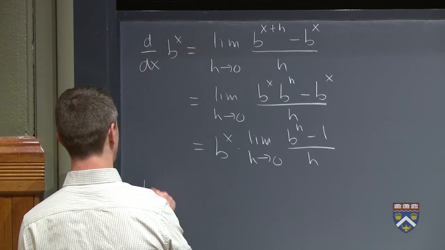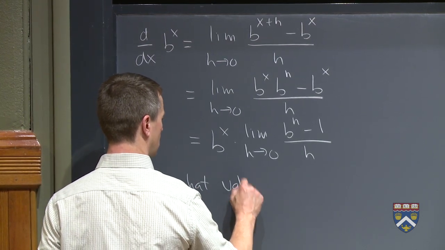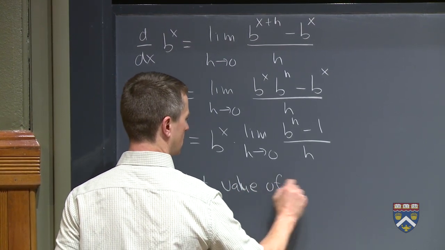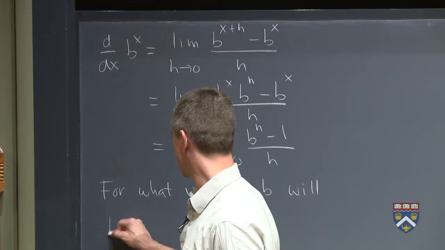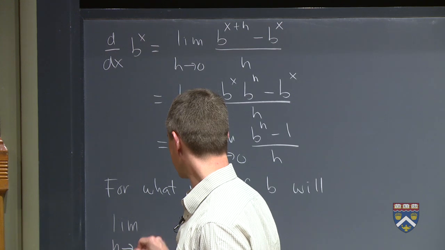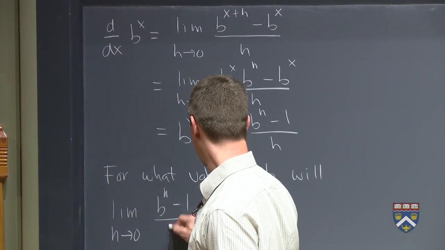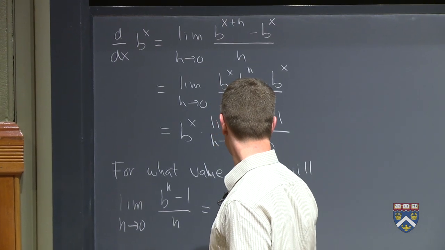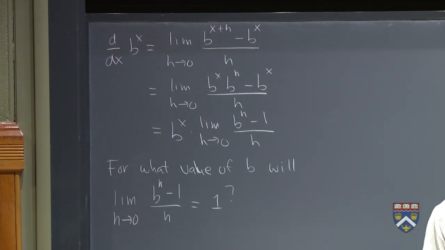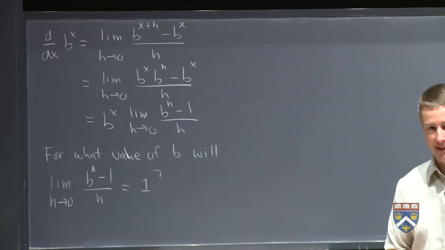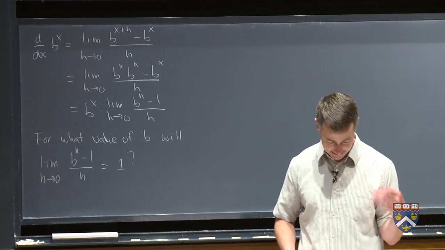So that's our question: for what value of b will this limit work out to be exactly 1? Because I hope you would agree with me that will give us a very nice, clean, good-looking answer. And we will have found an exponential function that is its own derivative, right? Because that will say that the derivative of b to the x is b to the x times 1, meaning the derivative of b to the x is itself.